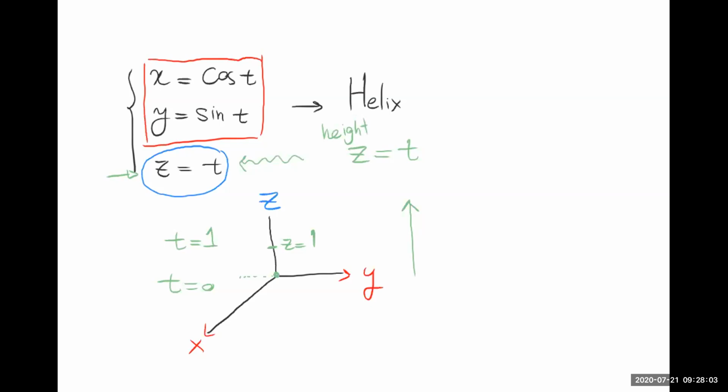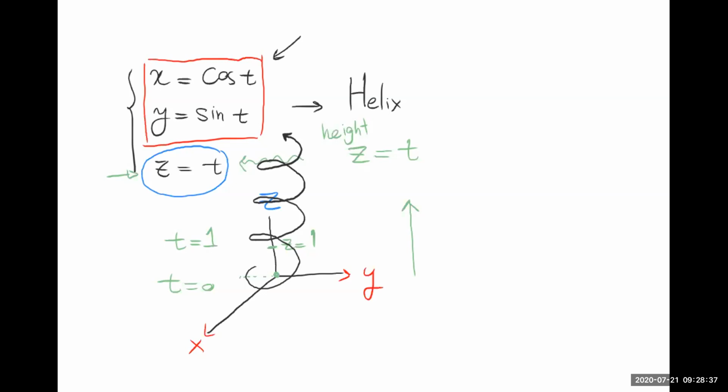But the first two, x and y, behave like a circle. They go around this axis like a circle. At the same time, the height is increasing. So they go around like a circle, but the height is also increasing. The result would be something like this, which we call a helix.